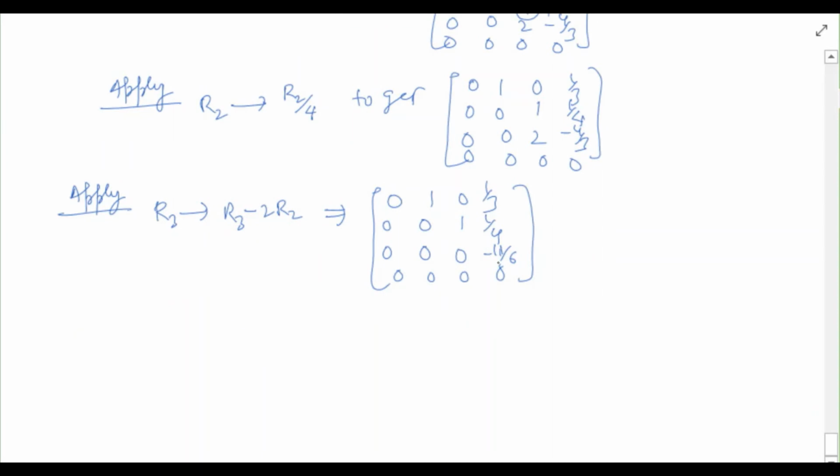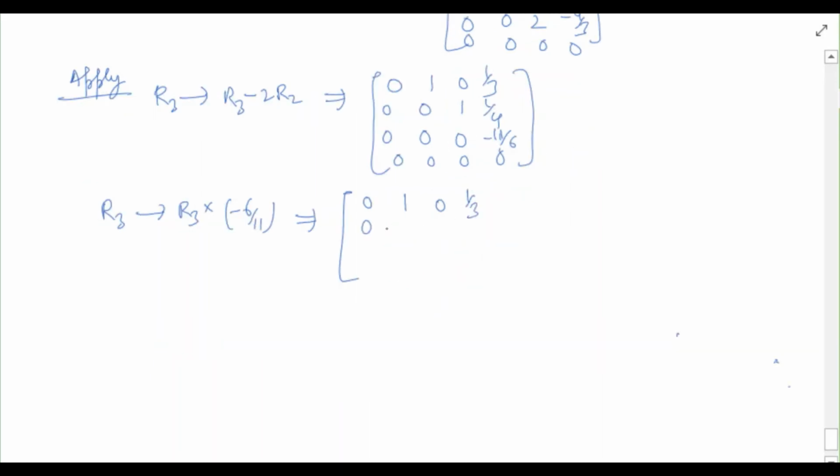Now we will look at the third row and notice that the pivot entry is not 1. To fix that, we apply R3 to minus 6 by 11 R3, and this way we get 0, 0, 0, 1 by 3, 0, 0, 1, 1 by 4, 0, 0, 0, 1, 0, 0, 0, 0.